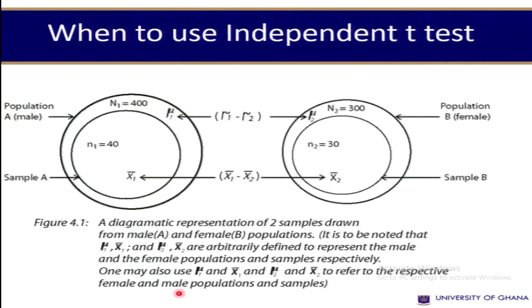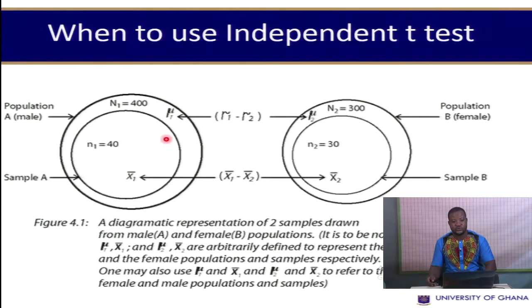So when do we use it? That's the illustration that we have here. When do we use the independent t-test? We said when we have two different groups. So you can see one population here, the population of males, A, and then the population of females, B. And then we have picked a sample from the population of females, and we have picked a sample from the population of males. And we want to compare how the two perform. So that is an instance where we will use the independent t-test.